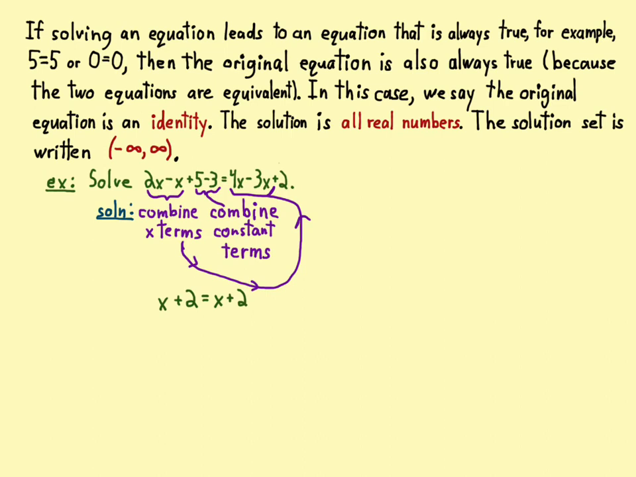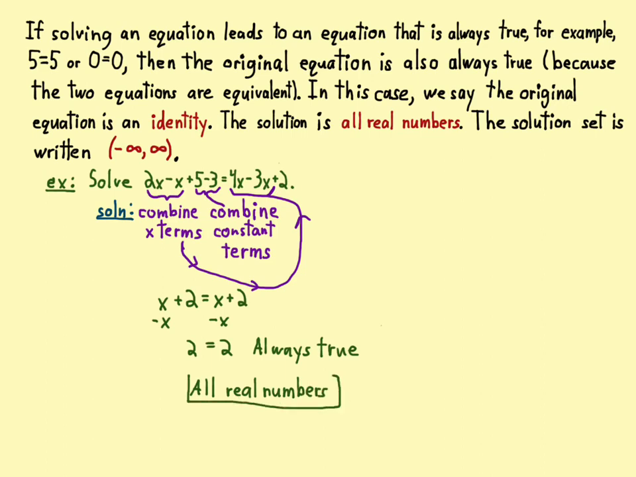So you could stop here and say the original equation is an identity, and the solution is all real numbers. Or you can subtract x from both sides and get 2 equals 2. You can even now subtract 2 from both sides and get 0 equals 0. A lot of people do that, but you don't have to. That's a statement that's always true. So the answer is all real numbers. So that's your solution. And the original is an identity. That's an important thing to note.